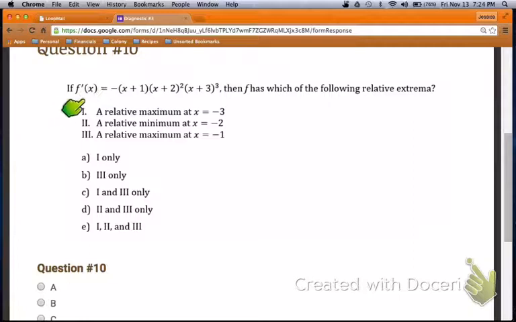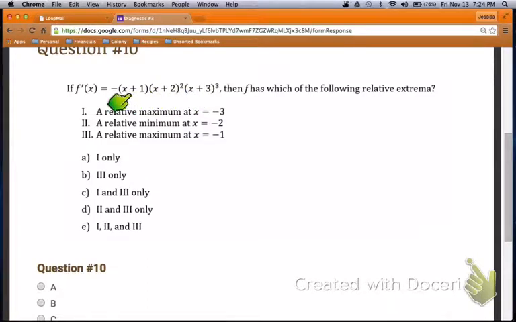It says, if f prime of x equals this equation here, then f has which of the following relative extrema? So remember that relative extrema, like maximums and minimums, come from the zeros of the first derivative. And since this is the first derivative, I'm looking for the zeros of this function. Well, they already did the hard work for us, because our job would be to factor it out. Well, it's already factored out. So essentially, we just need to set all of these factors equal to 0.